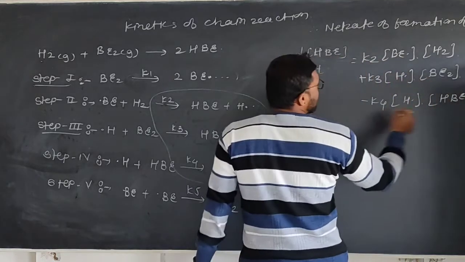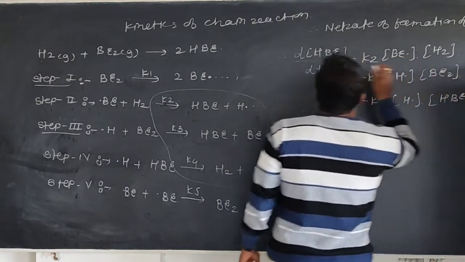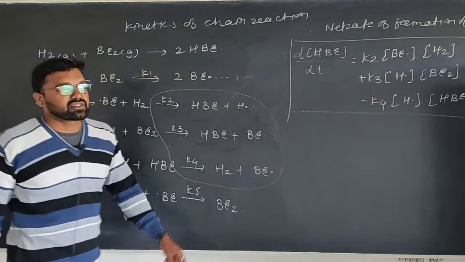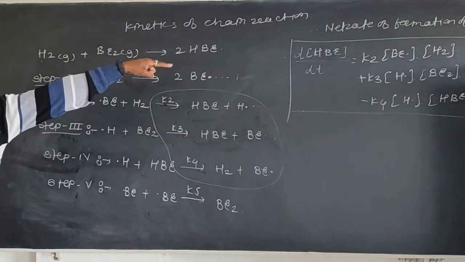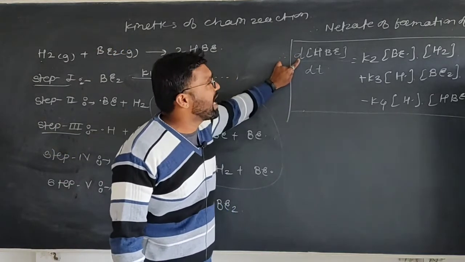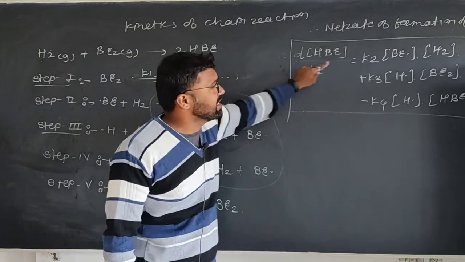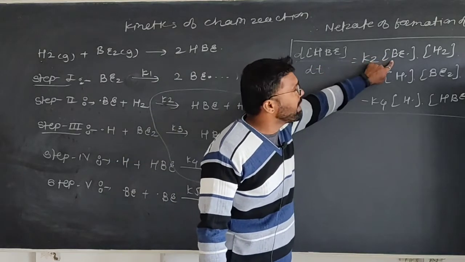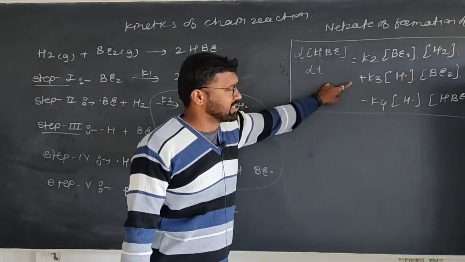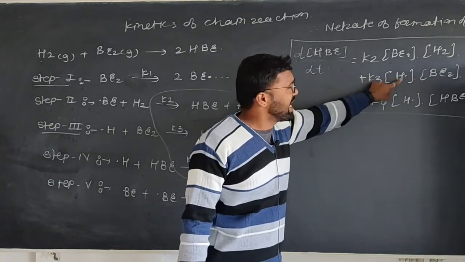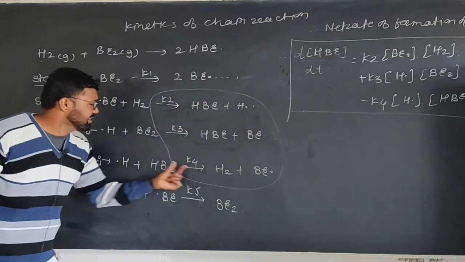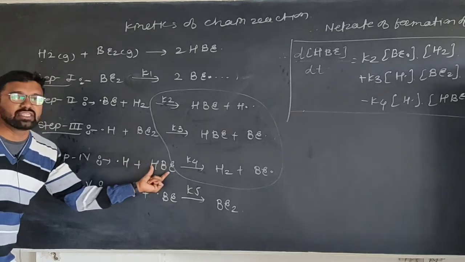This is the important step. This is called expression first, right? If you cannot see it, write properly what I have said. The net rate of formation of HBr, that is d[HBr]/dt, is equal to K2 into Br radical into H2, plus K3 into H radical into Br2, minus K4 into H radical into HBr.